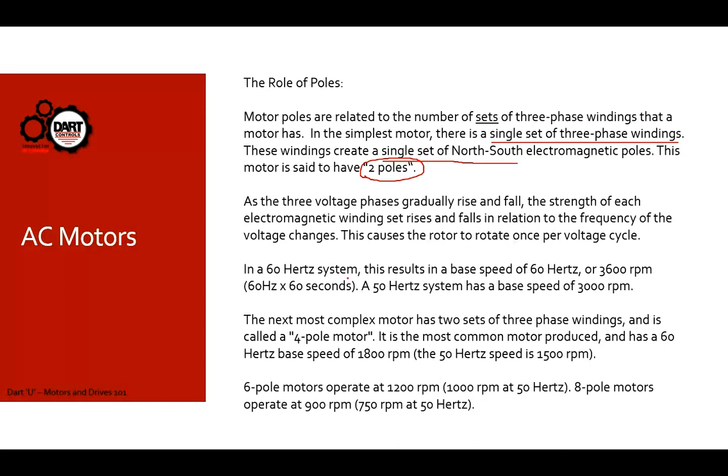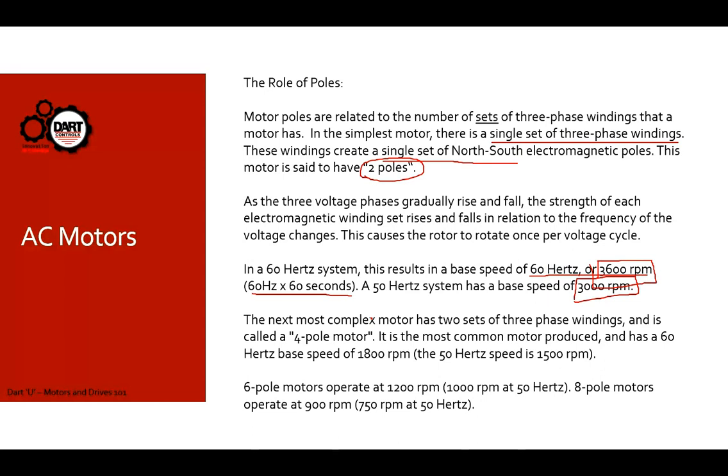In a 60-cycle system, this results in a base speed of 60 hertz or 3,600 RPM. So that's 60 times 60. That's where the 3,600 RPM base speed induction motor number comes from. In a 50 hertz system, the base speed is 3,000 RPM. It's 50 times 60.